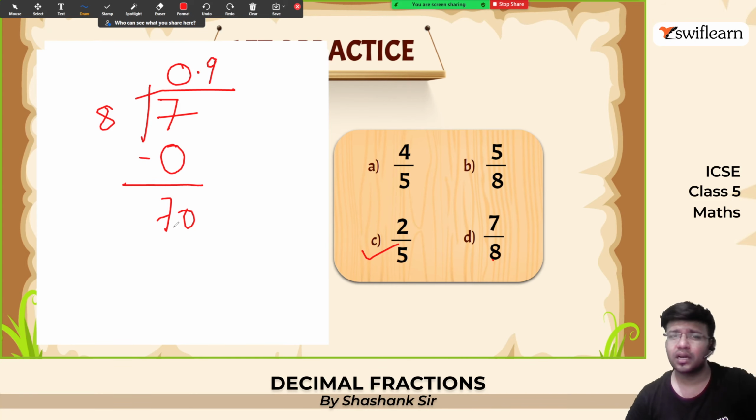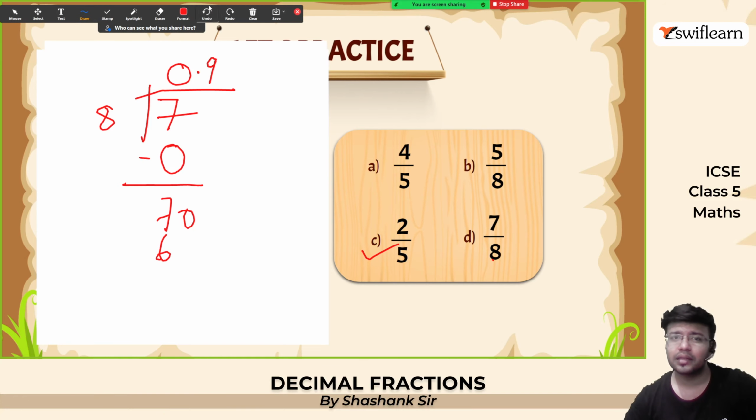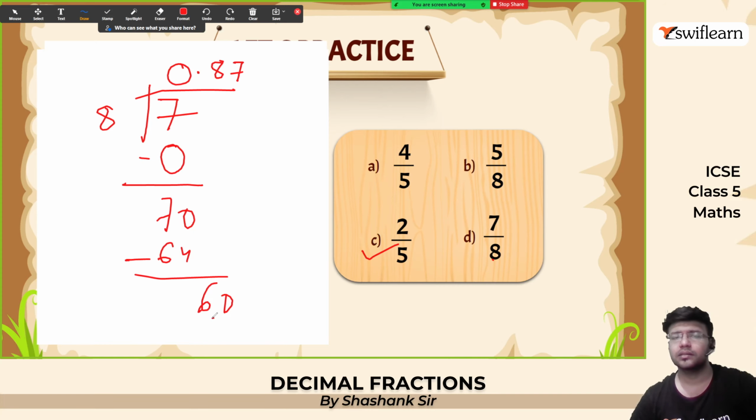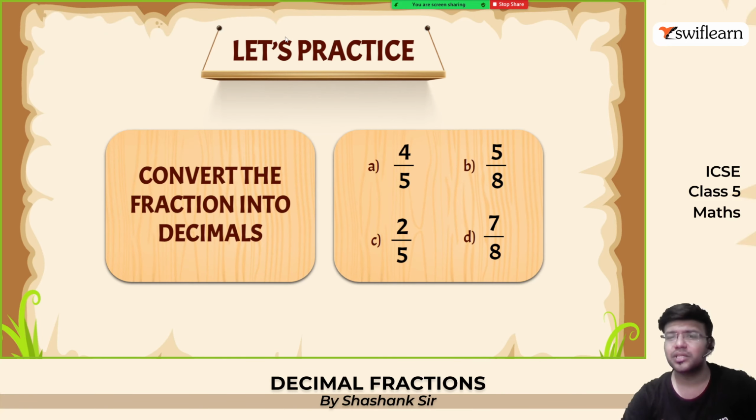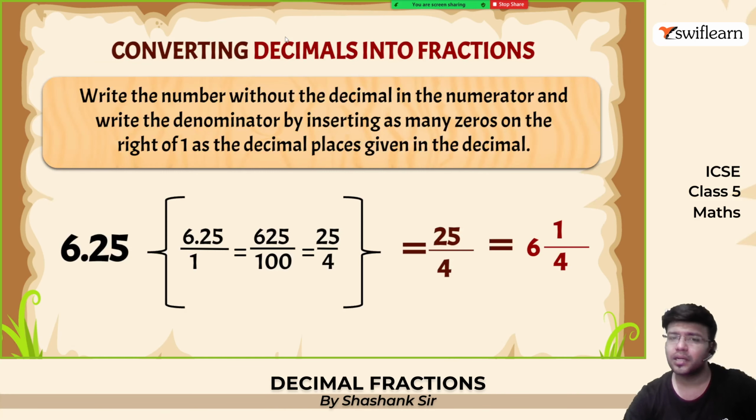8 nines are 72. 8 eights are 64. 8 sixes are 48, 8 sevens are 56, 8 fives are 40. This is the answer in decimals. This is how we convert fractions into decimals.